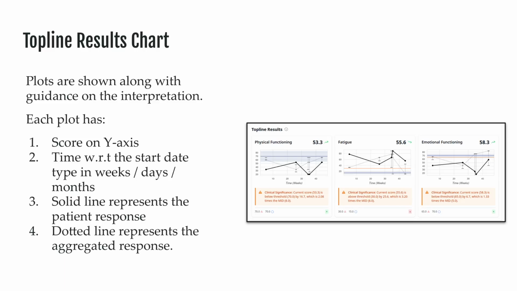The solid lines represent the patient response while the dotted lines represent the aggregated response. So in this plot, this black line is the patient's response while the dotted line is the response of the other patients. Now please remember, when we are calculating these aggregations, we exclude the index patient from the calculation because we want to see the scores of the other patients, not what will happen if this patient score is included.